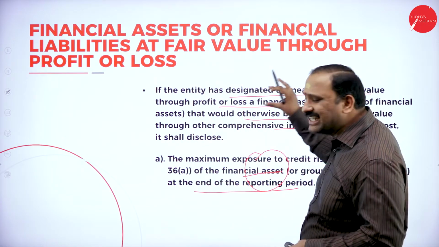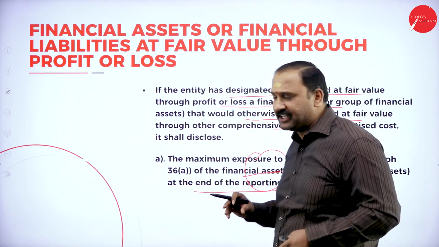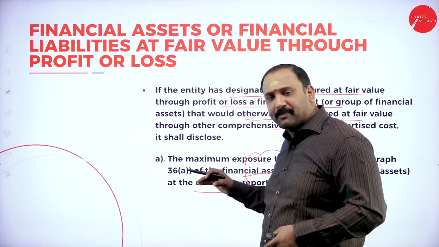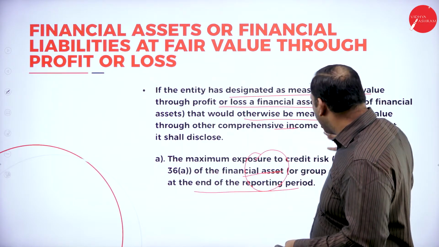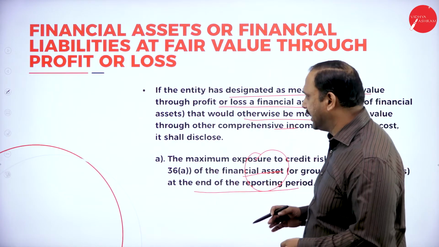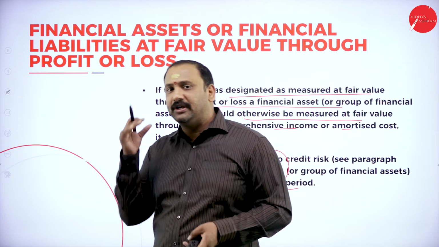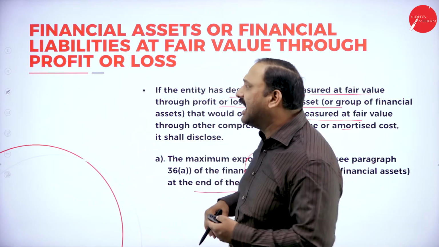So if there's already a designated measure, a particular way of measuring it at fair value, that would be measured, or it will be done through comprehensive income or amortized cost, that it shall disclose altogether. So somewhere down the lane, the standard is going to be set and the standard is going to be followed in accordance with the IFRS.